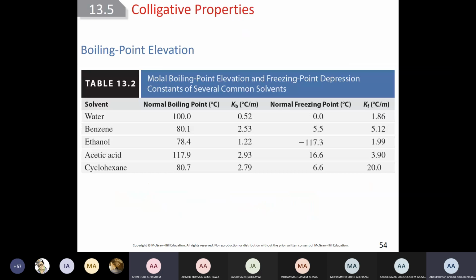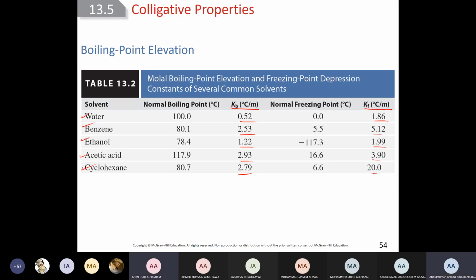Now, Doctor, I have a question. Just a second. These are the KB and KF for water, for benzene, for ethanol, for acetic acid, and for cyclohexane. Don't memorize any of these numbers. I will give them to you in any question. I'm not going to ask you to memorize anything here.